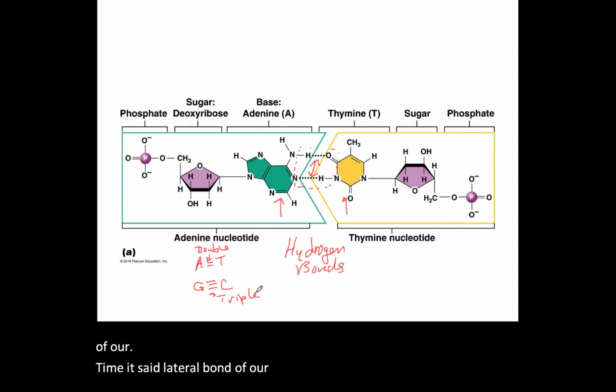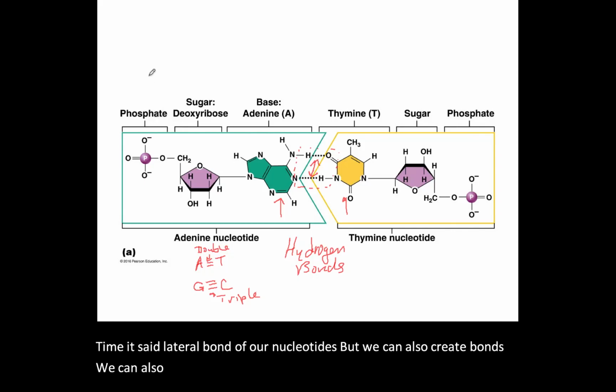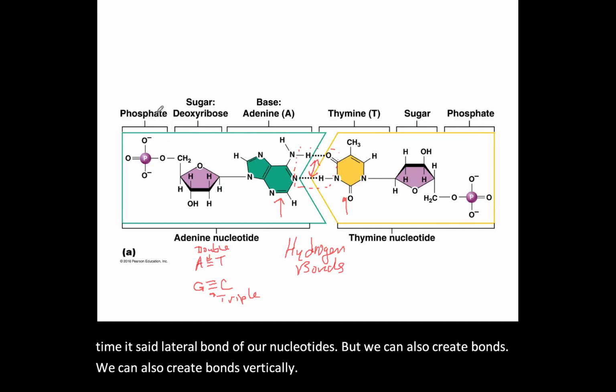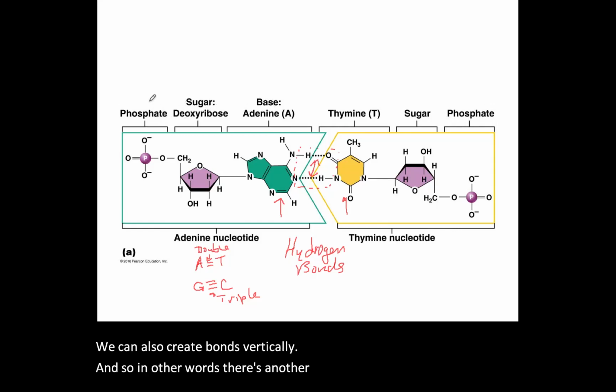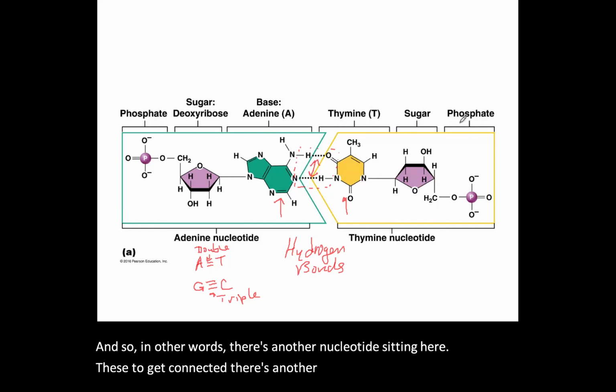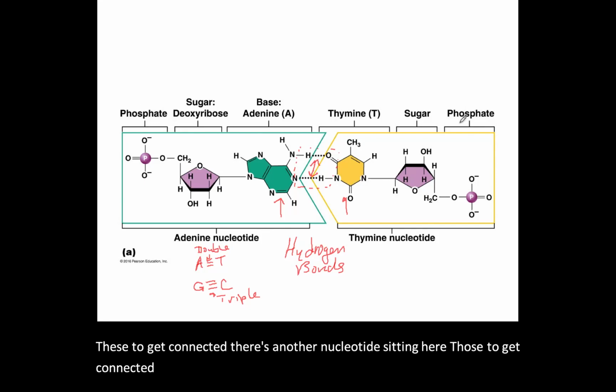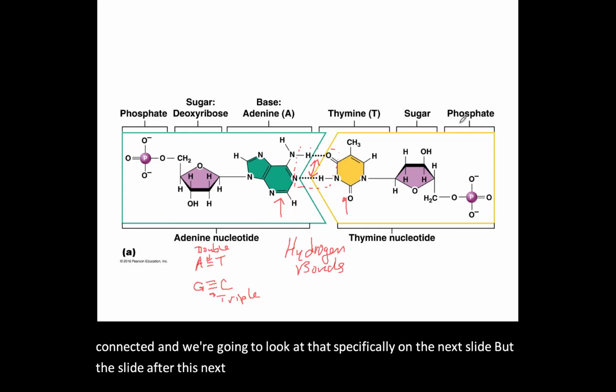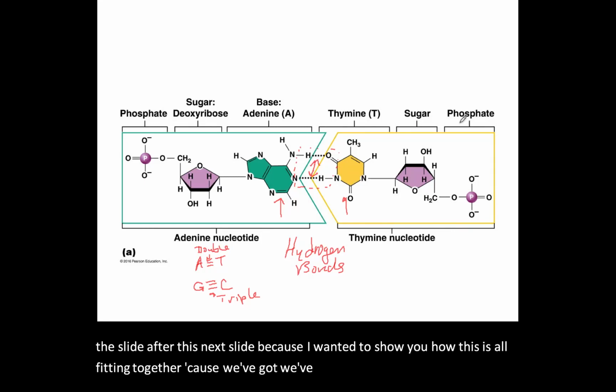But we can also create bonds vertically. In other words, there's another nucleotide sitting here. These two get connected. There's another nucleotide sitting here. Those two get connected. And we're going to look at that specifically on the slide after this next slide, because I want to show you how this is all fitting together. Because we've got horizontal bonding and we've got vertical bonding going on.